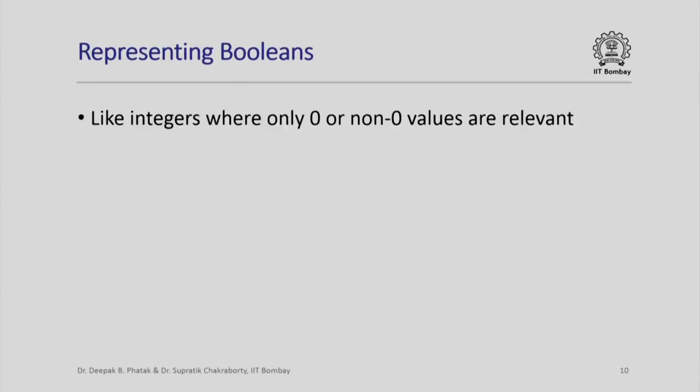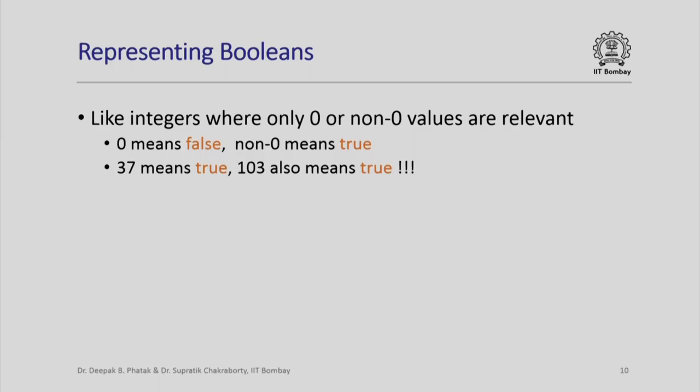Now, how do we represent booleans inside a computer? The booleans are just like integers, where we are only interested in whether they have the value 0 or non-zero. So if it has the value 0, we say that the Boolean has the value false. If it has a non-zero value, we say that it is a true value. Thus 37 could mean true and also 103 could mean true. Any non-zero value would mean true.